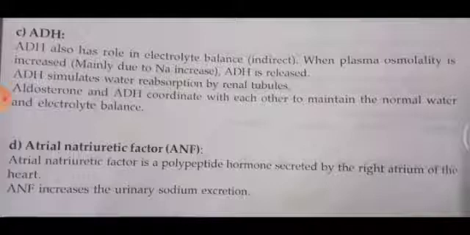So the aldosterone and ADH coordinate with each other to maintain the normal water and electrolyte balance. Aldosterone reabsorbs the sodium, whereas ADH in turn reabsorbs the water, maintaining the water balance. The last one is atrial natriuretic factor. It's a polypeptide hormone secreted from the right atrium of the heart, and ANF increases the urinary sodium excretion and thereby maintains the electrolyte level and water level in the body.